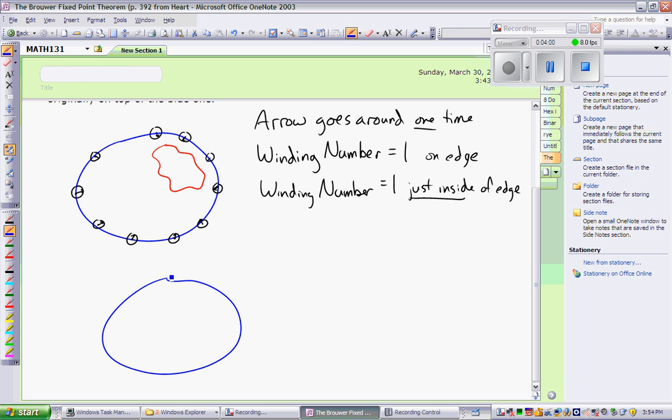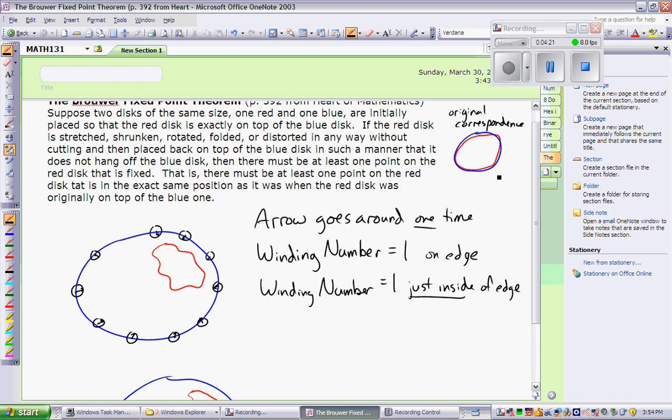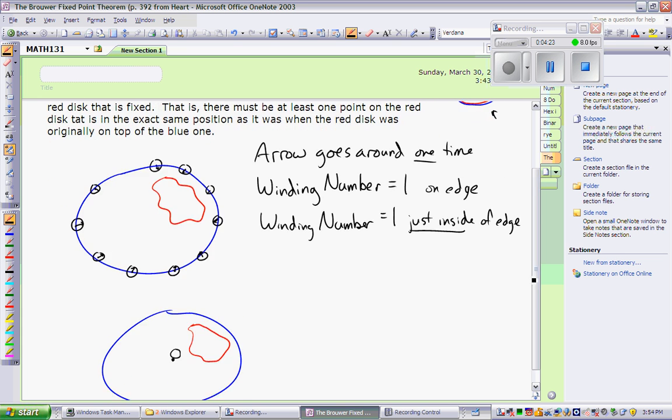So now let's do our blue disk again, and do our crumpled red one again here. And now let's go more towards the center. Let's say the center is here. So now let's look at our compass again. It's going to point to the matching points on the original correspondence up here. So you can see it's going to kind of look like this. It's going to be pointing as we go around.